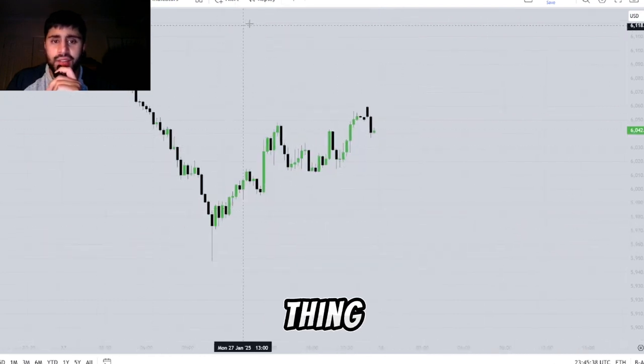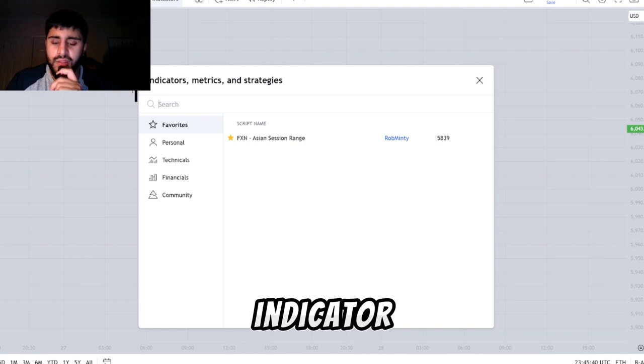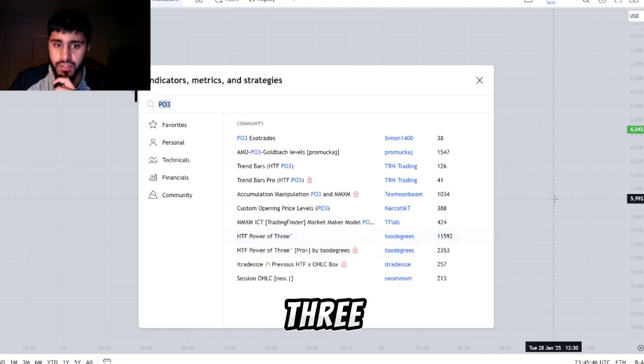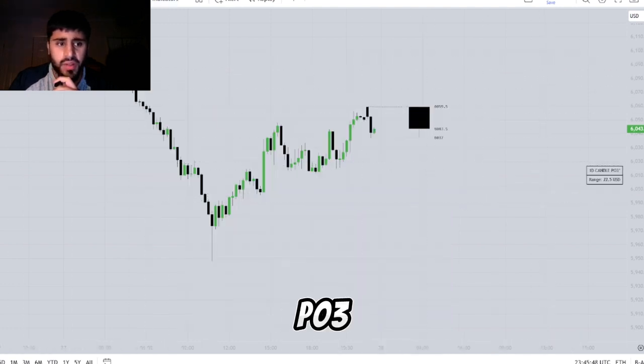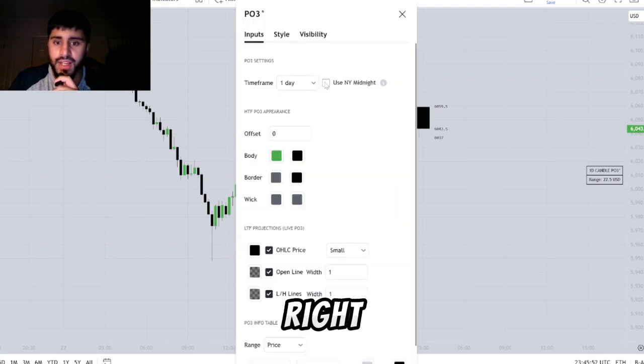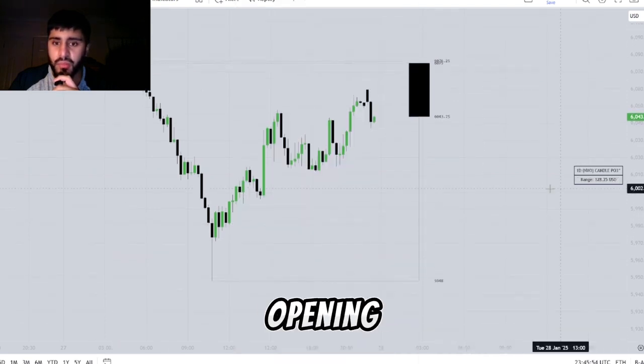That's the first thing. The second thing we look for, a very, very important indicator, is the PO3. We look for it by 2 degrees, 2 degrees PO3, just like this. The PO3 will look something like this, and we're simply using the daily PO3, the daily PO3 using the New York midnight opening price.